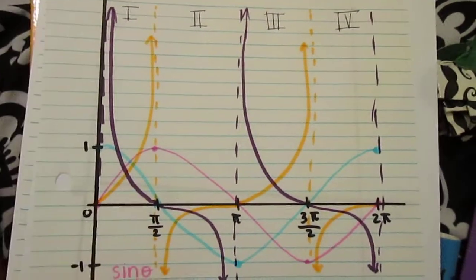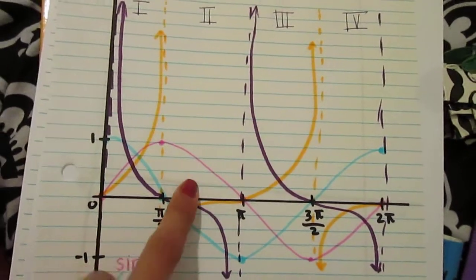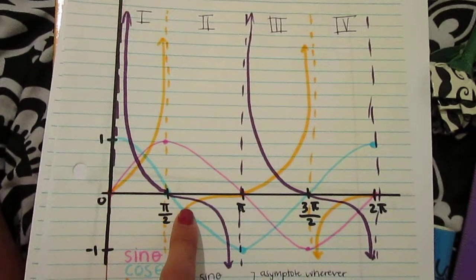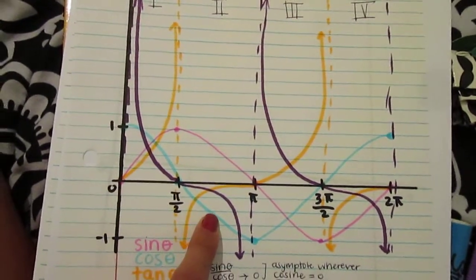And you can see that in quadrants 2 and 4, where sine is negative and cosine is negative, and that makes tangent and cotangent also negative.